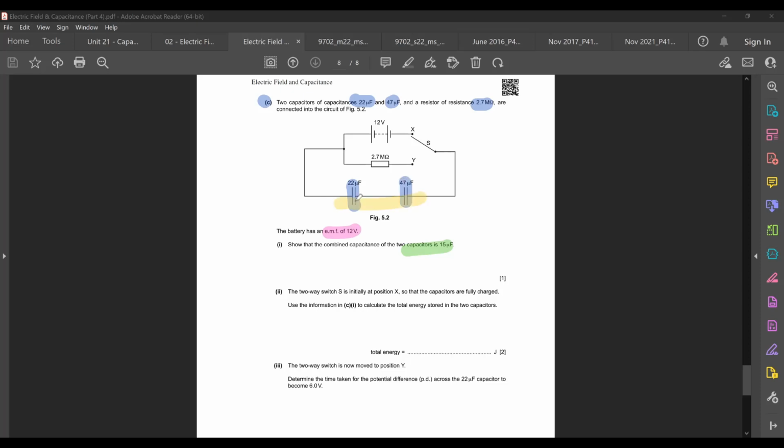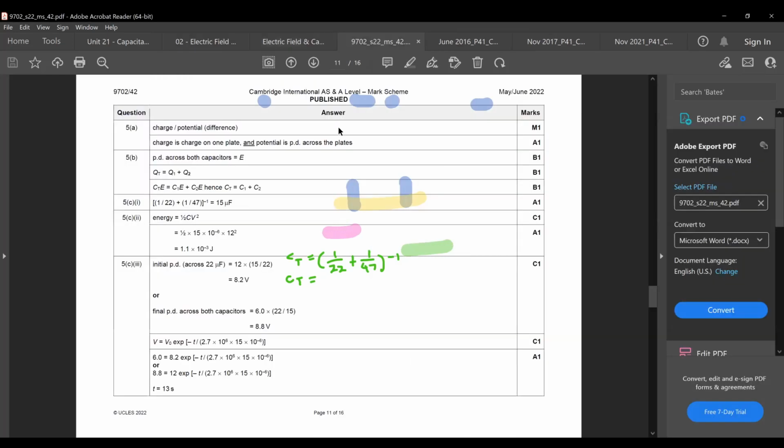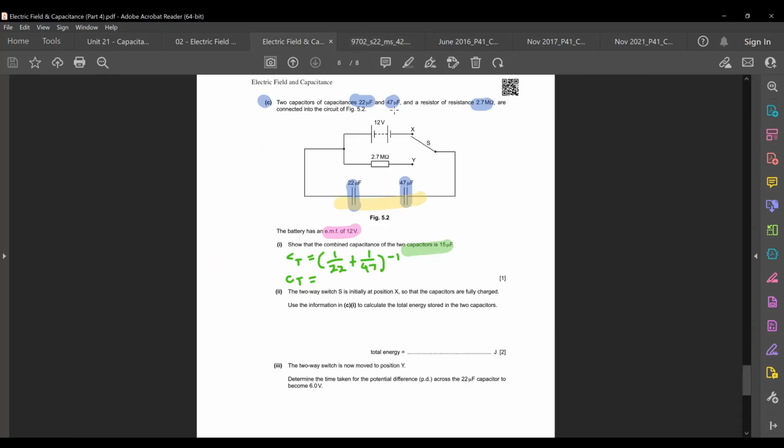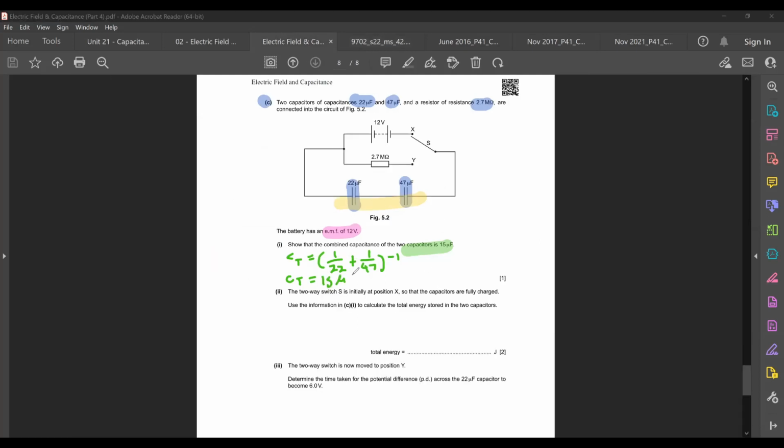So for capacitors in series, you have to treat it like you would resistances in parallel. So this one is (1/22 + 1/47)^-1. Your total capacitance is going to be 15 microfarads. But let me check first for you. Is it correct? Yeah, it's 15 microfarads. Okay, so your combined capacitance here is 15 microfarads, just like that.